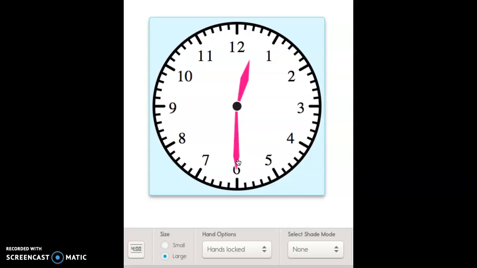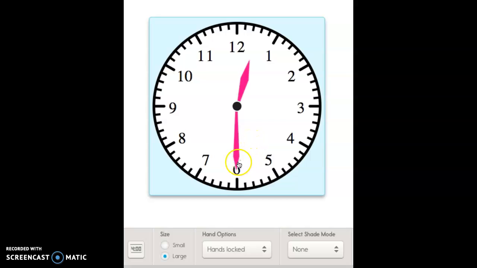Here we can see that when I was moving this minute hand, the hour hand also moved. And now it's in between two numbers. Here we can see that is 12:30 or half past 12 because this 30 minutes, 5, 10, 15, 20, 25, and 30, these 30 minutes have already passed. And that is why we say half past.